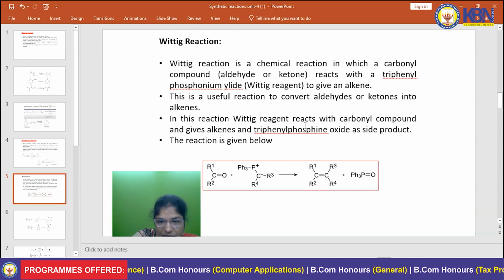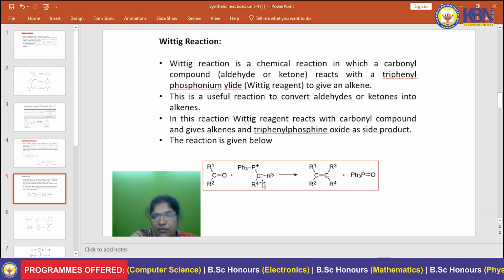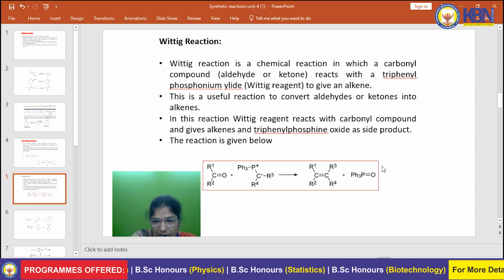In this reaction, Wittig reagents react with carbonyl compounds. The phosphorus ylide is used as the Wittig reagent, which reacts with simple carbonyl compounds, the aldehydes or ketones, to give alkenes and triphenyl phosphine oxide as a side product. Here we have the ketone on treatment with the phosphorus ylide. It gives the simple alkene with the removal of triphenyl phosphine oxide as a byproduct.